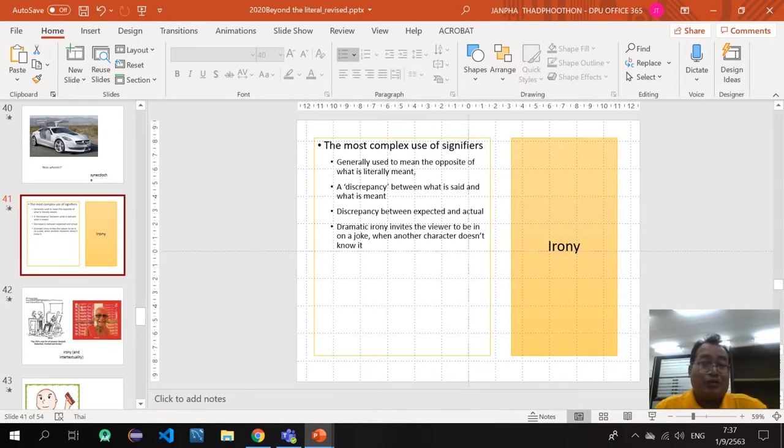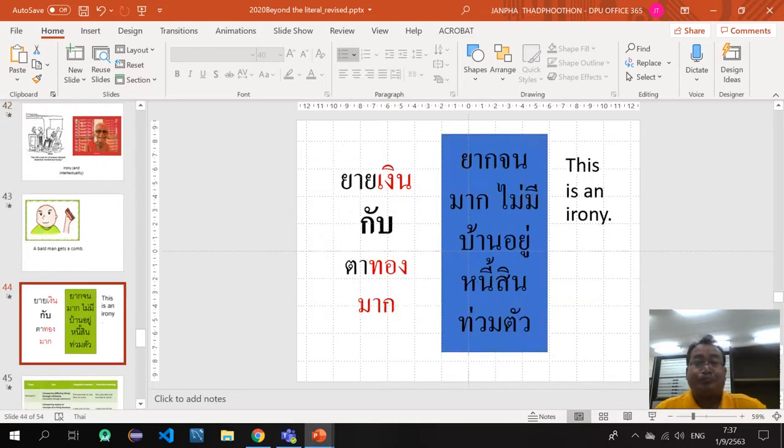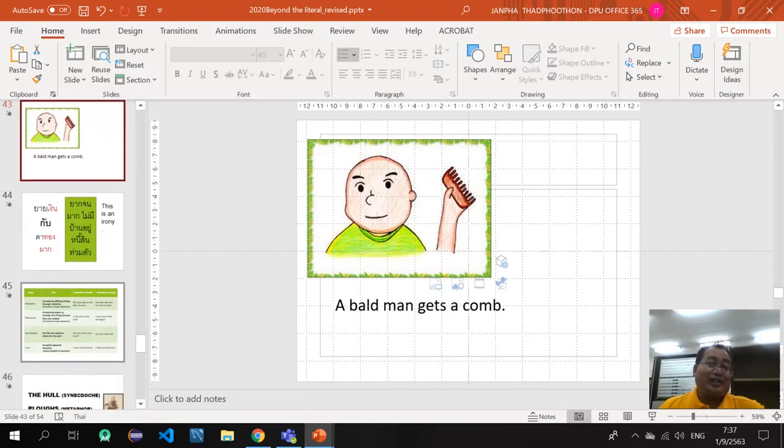You can have a look again. These are some verbal irony. What is it in Thai? You say, a bald man gets a comb. This is another irony. This is situational irony. A bald man gets a comb. This is very funny.